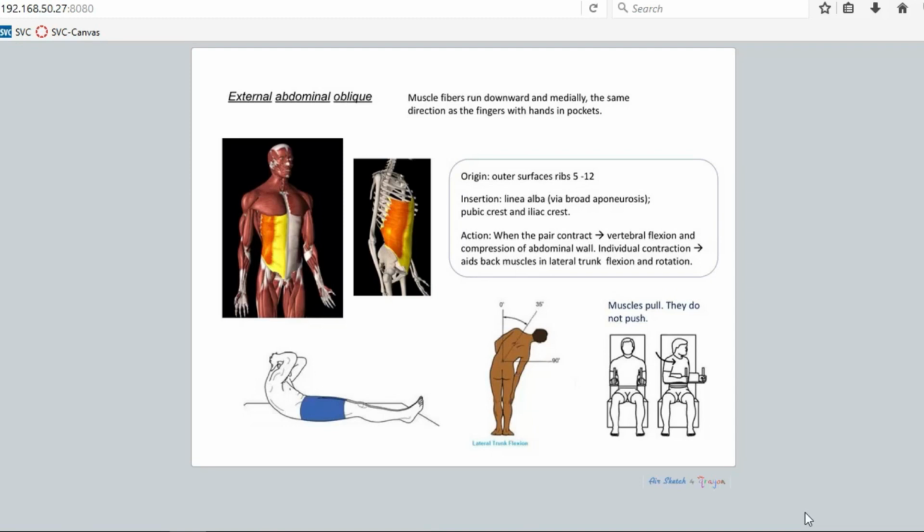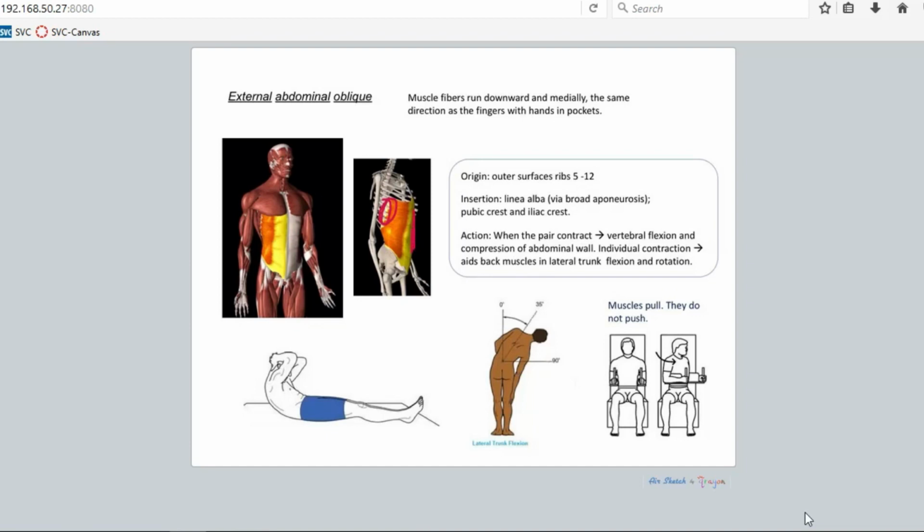The outermost, the most superficial abdominal muscle is the external abdominal oblique. In this case, the muscle fibers run downward and a little medially, like so, the same direction as if you had your hands in your pockets. The origin is the outer surface of the ribs here, and the insertion is on the linea alba.